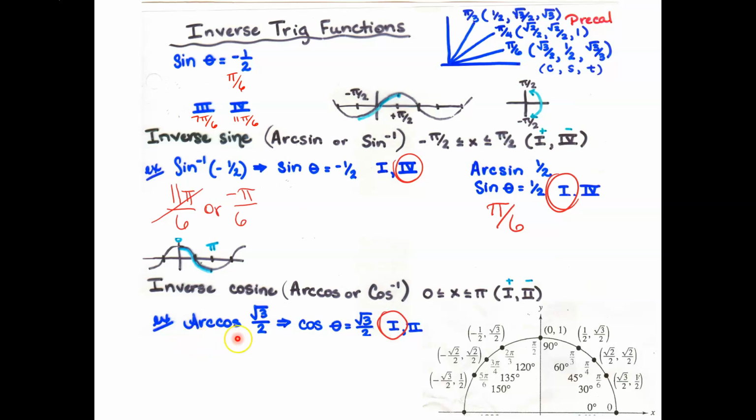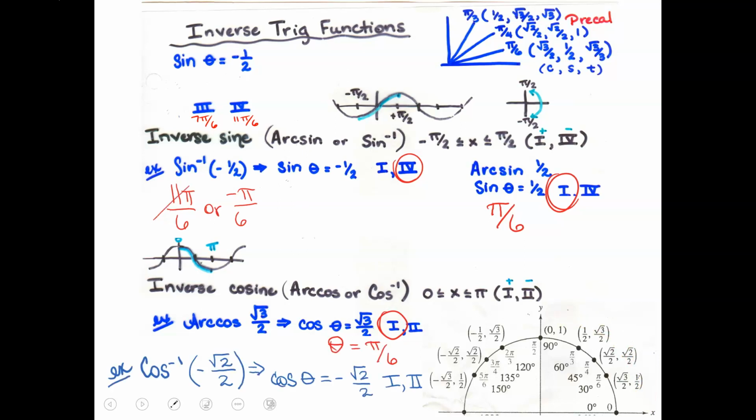So again, when we see arc cosine of square root of 3 over 2, we know that that means that the cosine is equal to square root of 3 over 2. We're playing Jeopardy, and we only have first and second to choose from. Since it was positive, we already associated that it would be first quadrant. So let's look over here in the first quadrant. Where is cosine square root of 3 over 2? And that's going to be at pi over 6.